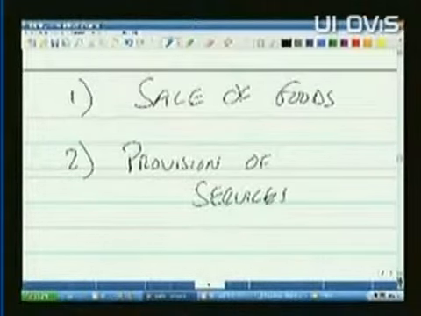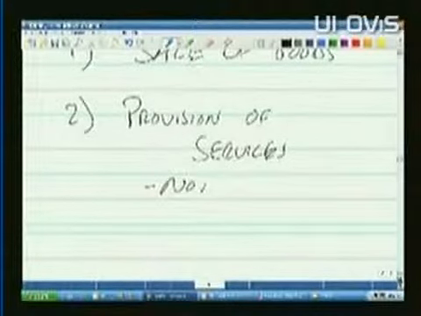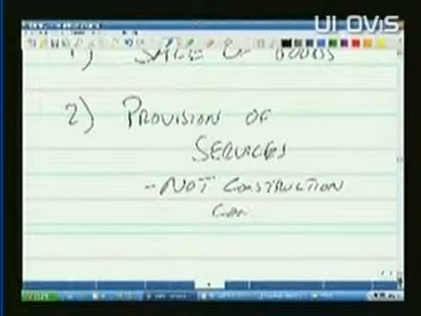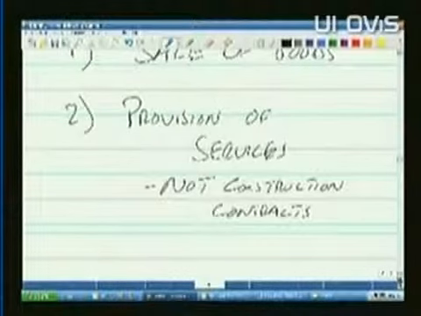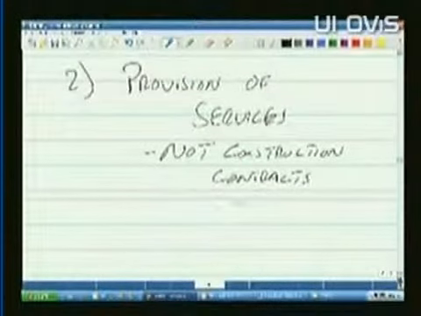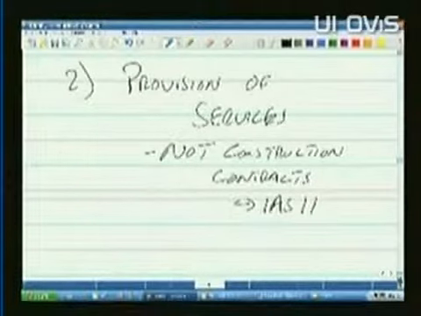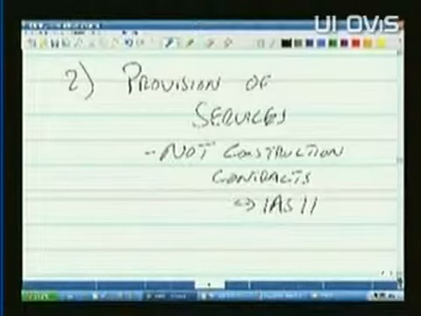Now, bear in mind, this does not include construction. If I'm building a new office block for somebody, that would not come under IAS 18. That would be covered by IAS 11, which we'll see later on in the course. IAS 11 deals with construction contracts. In a strange sense of irony, it actually tells you to do exactly the same thing that IAS 18 tells you to do, but in a slightly different way and using slightly different terminology. But the accounting treatment is virtually the same.